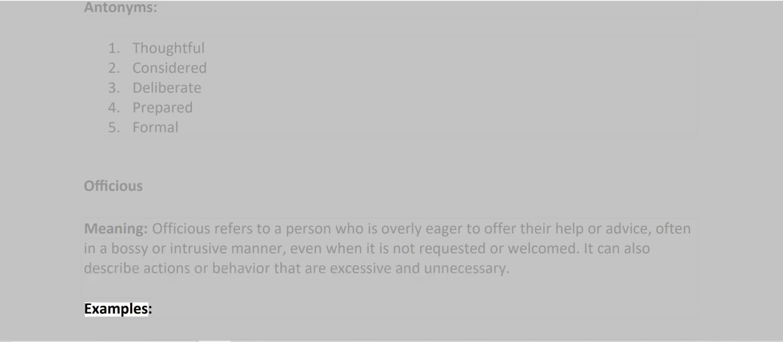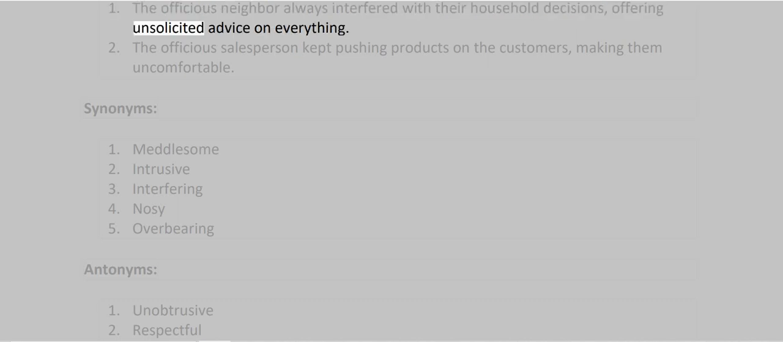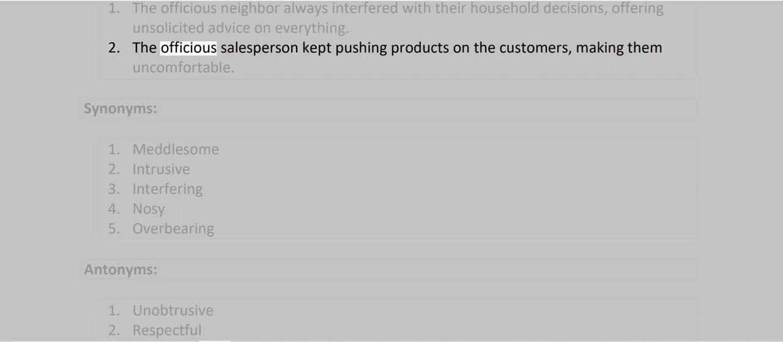Examples: 1. The officious neighbor always interfered with their household decisions, offering unsolicited advice on everything. 2. The officious salesperson kept pushing products on the customers, making them uncomfortable. Synonyms: 1. Meddlesome. 2. Intrusive. 3. Interfering. 4. Nosy. 5. Overbearing.